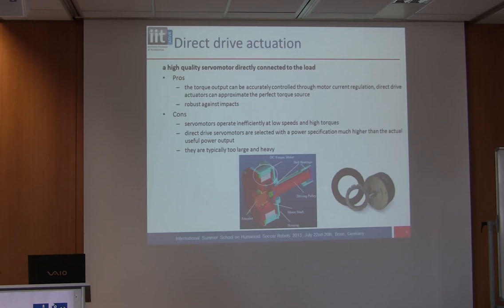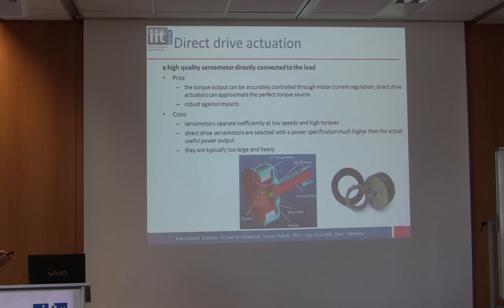It also is robust against impacts, which you don't have with a gearbox that is always prone to damage under high impact forces. But there are also disadvantages. In robotics, the trajectories that you generate are usually relatively low speed and you require relatively high torques, and motors that operate at low speeds are usually inefficient. So when selecting a direct drive system, you usually select a system with a power specification much higher than the power you want to achieve, because it needs to run at low speeds since there is no gear reduction, and this is rather inefficient.